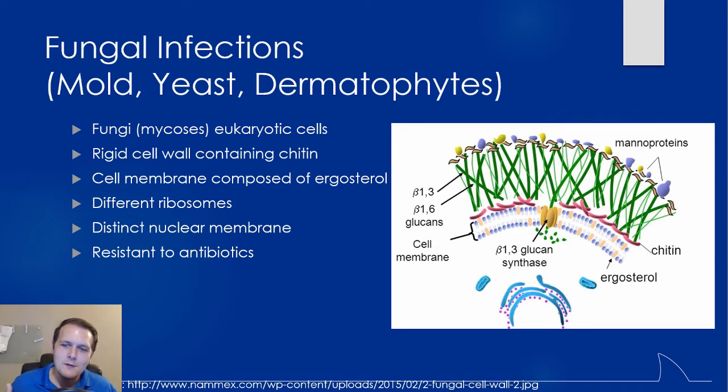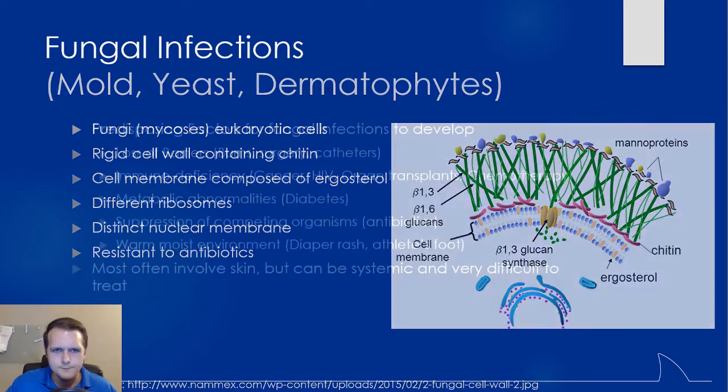Anywho, we will find that our antifungal agents are going to be working on these cells because they have different ribosomes, they have a very distinct different nuclear membrane, things like that. And you're going to find our antibiotics don't work on them, but we do have special agents that work very specifically on the fungal cells.